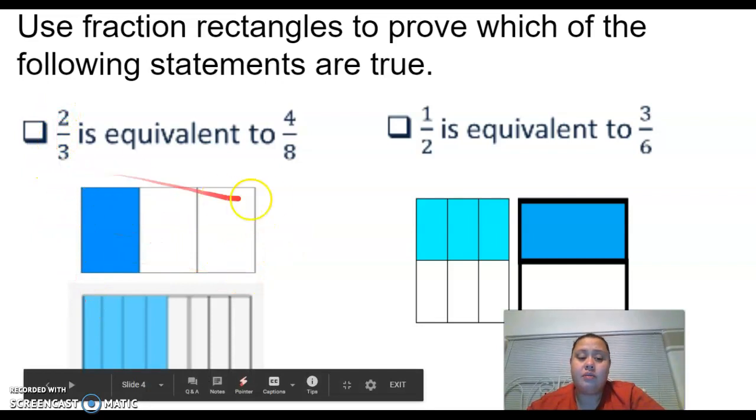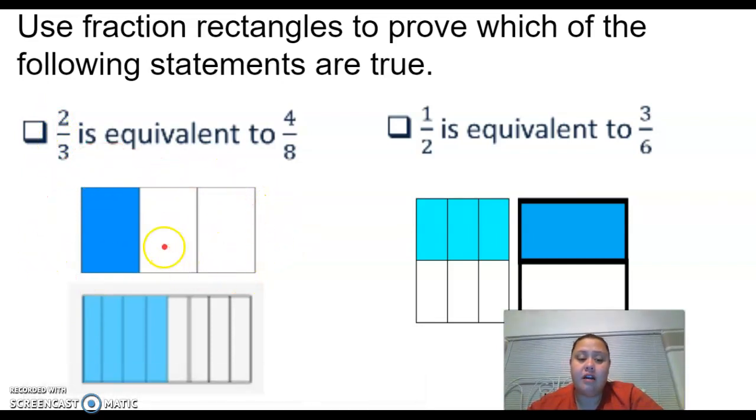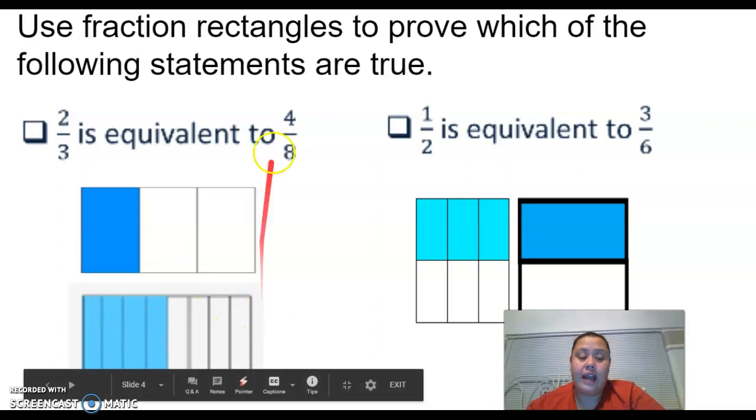So 2/3, I'm going to draw my rectangle like you see here. I'm going to cut them into thirds, equal pieces, and I didn't even notice I didn't shade the second one. Okay, so if I were to shade this one, it would end right here. Now the bottom one was 4/8, which you can see is right here. 8 equal parts, and then I shaded 4, which ends right here.